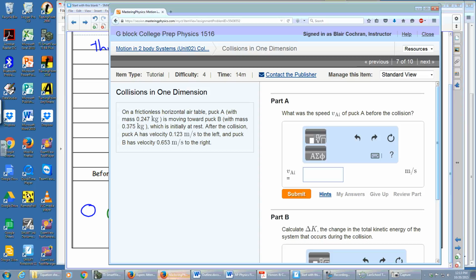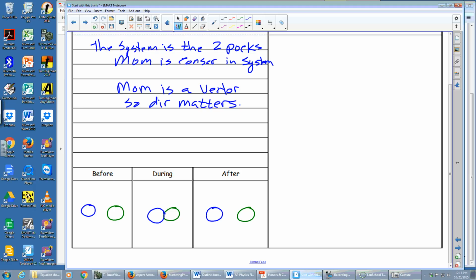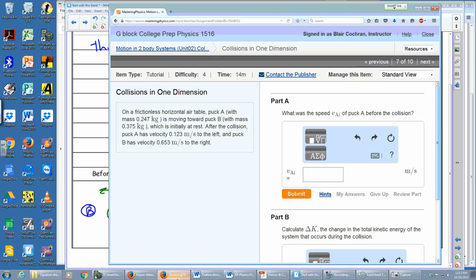And so let's see, we want to label them, moving towards puck B. So I'm going to call this one puck A. And this one B. So while they're in the beginning, before anything happens, puck A has a momentum in that direction. Puck B has no momentum. Then afterwards, they tell us after collision, puck A has a velocity to the left.